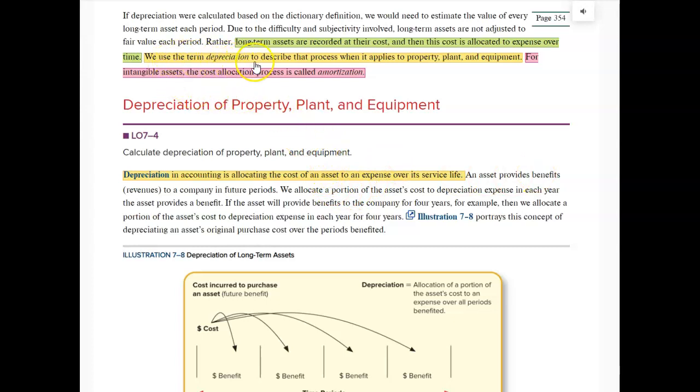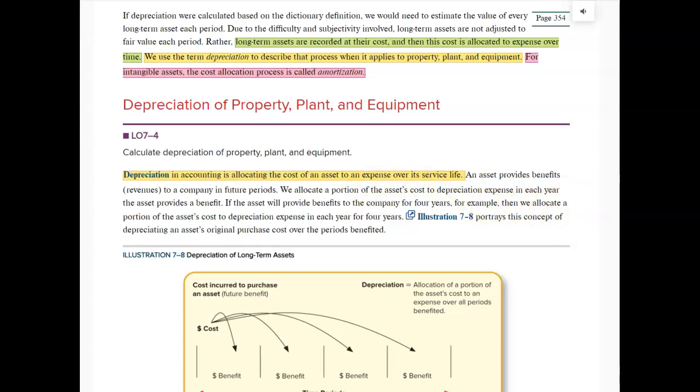And we use depreciation to describe the process when it applies to property, plant, and equipment. When we write off an intangible asset cost, it's called amortization. So we have depreciation and we have amortization. So again, depreciation in accounting is allocating, in other words, writing off the cost of the asset as an expense, depreciation expense, over its useful service life.